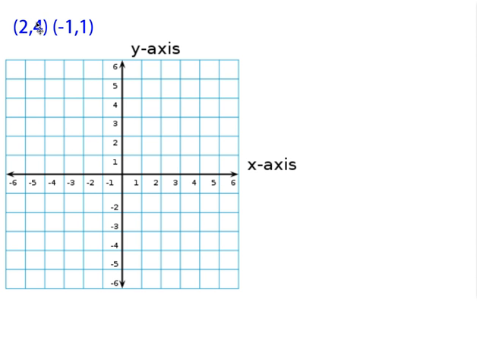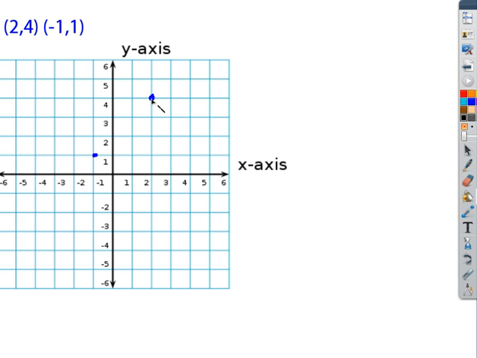Here we have 2 points, the point (2, 4) and the point (-1, 1). (2, 4) is right there, and (-1, 1) is right there. That line indicates the distance between those 2 points.